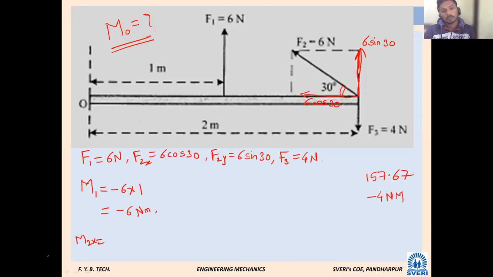So what will be the moment? It will be 0. Why? Correct. Because the perpendicular distance is 0. So it will be 0. No issue regarding M2x.